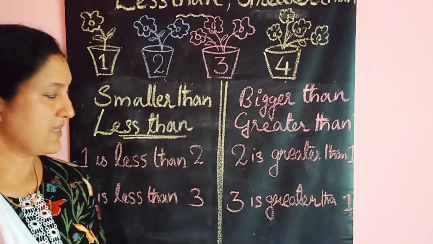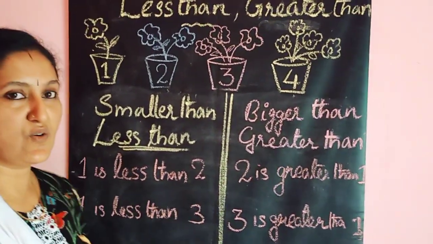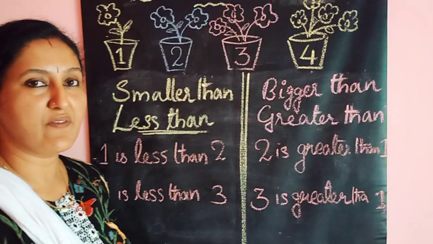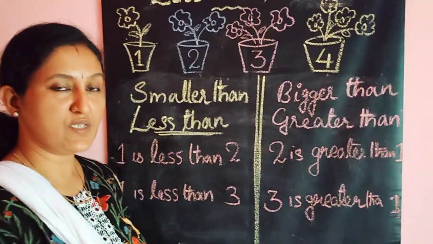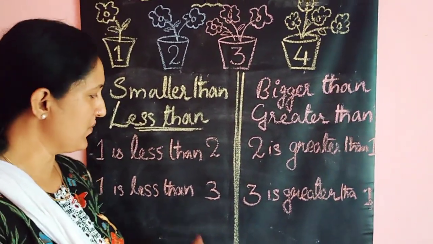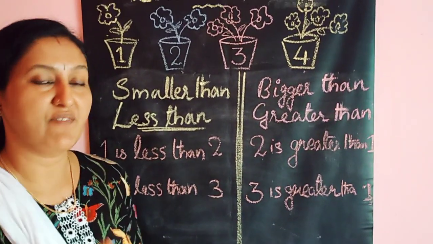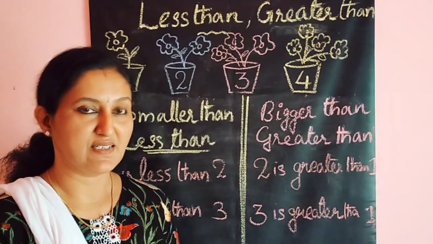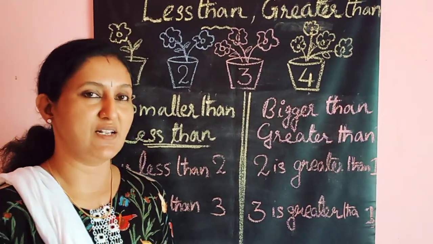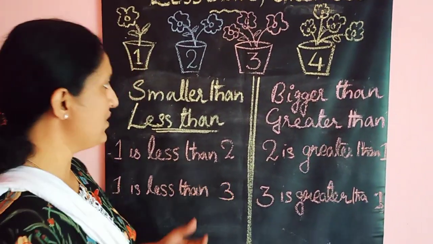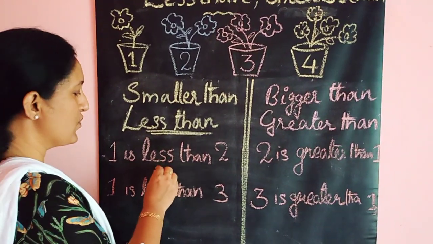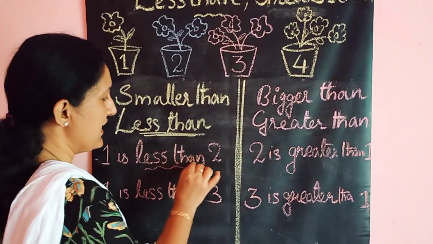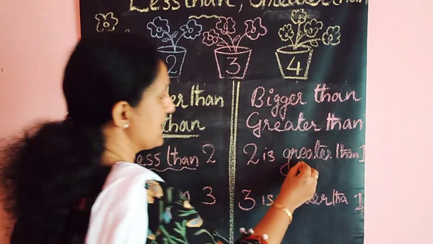But always writing this statement is not so fair. So what will we do? We will use two symbols to express this idea. While we send messages through mobiles, we use so many symbols. Smiley, thumbs up, super symbol, isn't it? So here also in maths we will use two symbols to express less than and greater than.